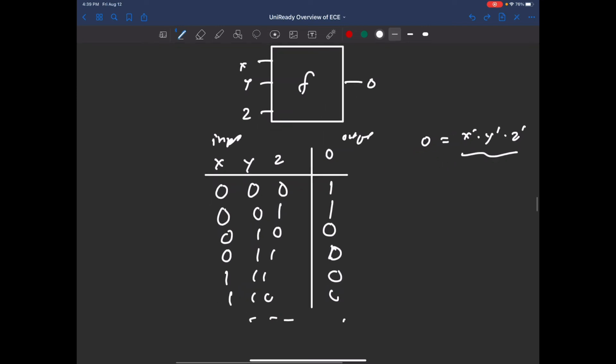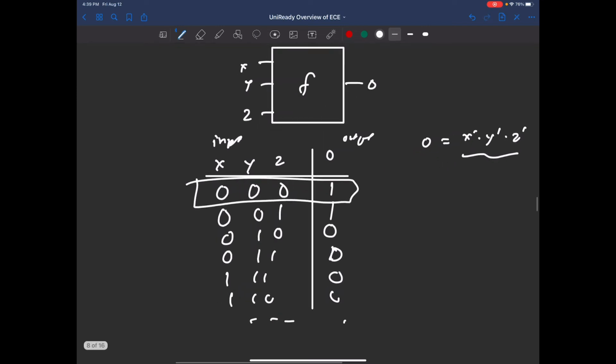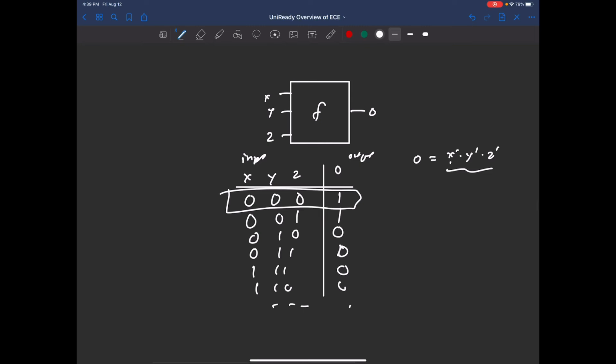Right? Which is this exact case. If it's any other combination of x, y, and z, then it will be equal to 0 because we're using ANDs.